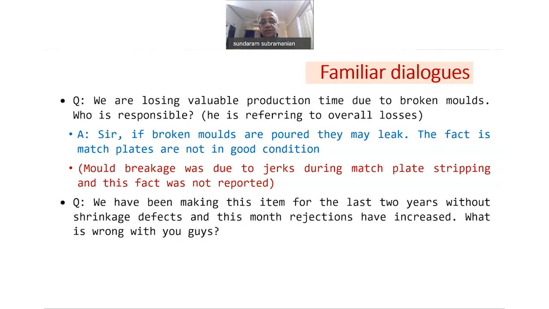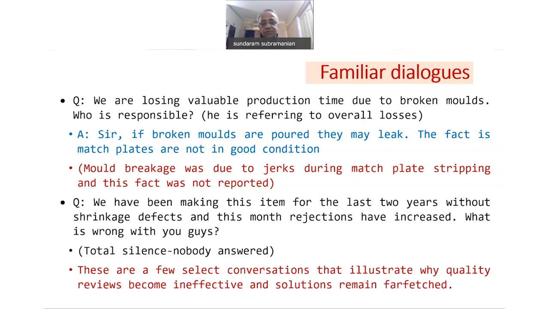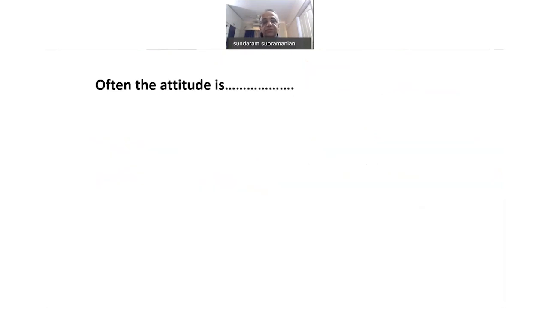We have been making this item for the last 2 years without shrinkage defects. Rejections have increased. What is wrong with you guys? Total silence, nobody answered. And these are a few select conversations that illustrate why the reviews become ineffective and solutions remain far-fetched. Often the attitude is, it's not me, it's him.